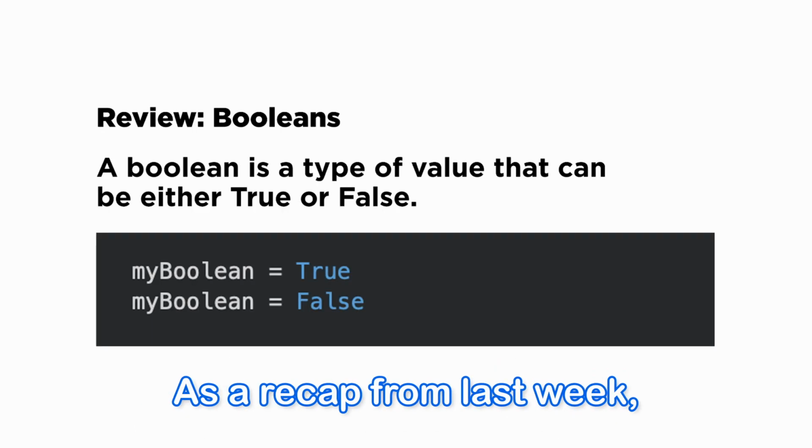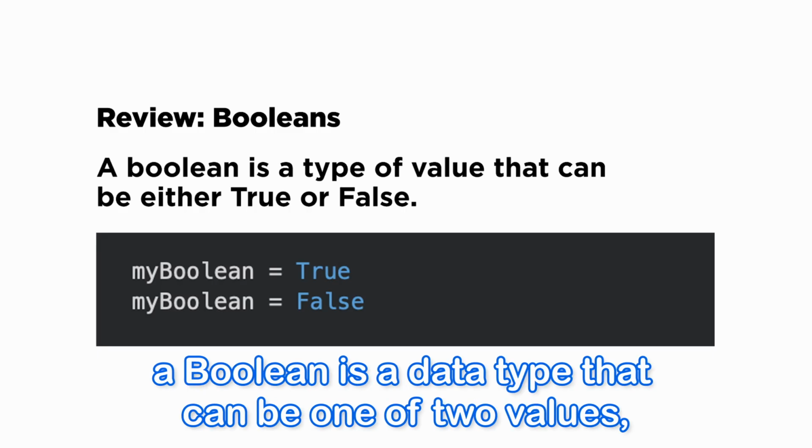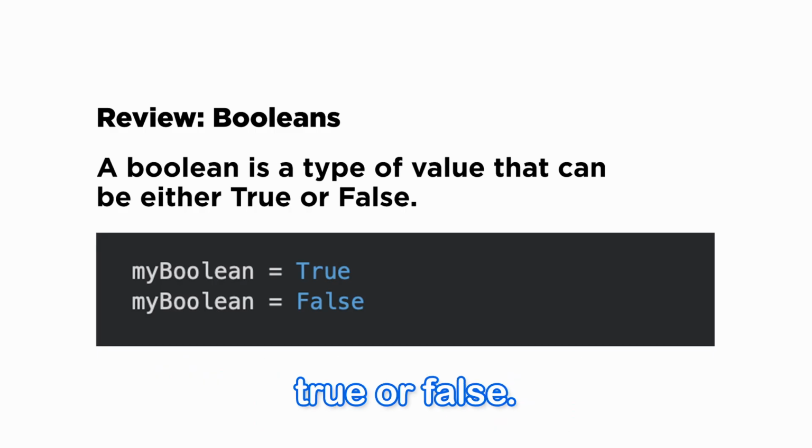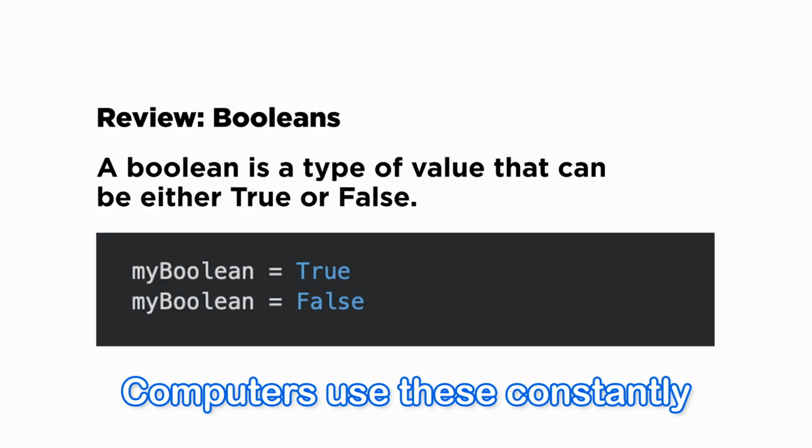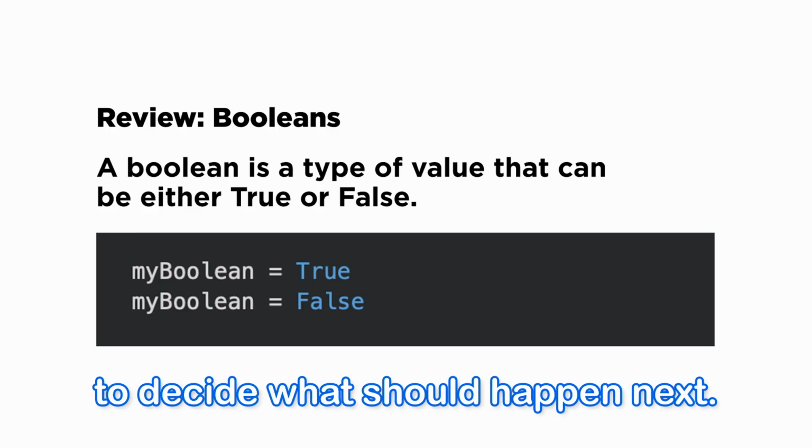As a recap from last week, a Boolean is a data type that can be one of two values, true or false. That's it. You can think of it like a light switch. It's either on or off, true or false. Computers use these constantly to decide what should happen next.